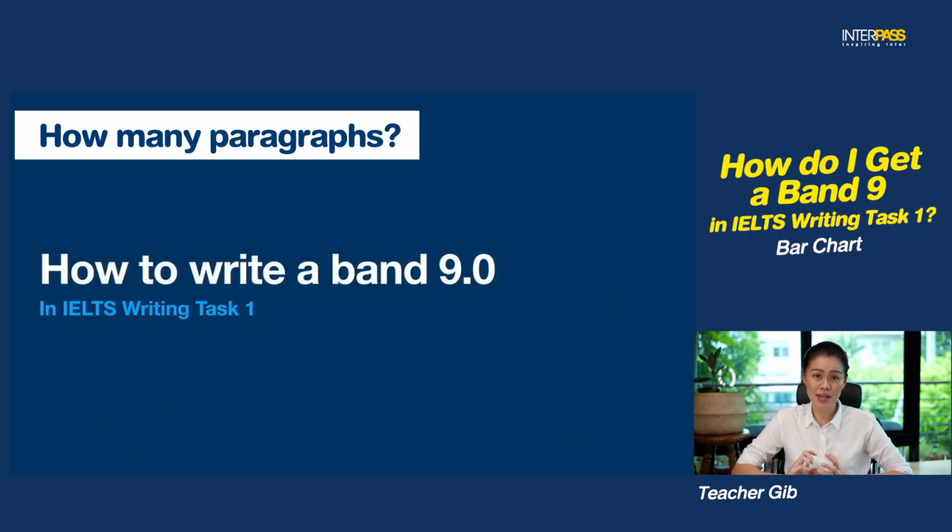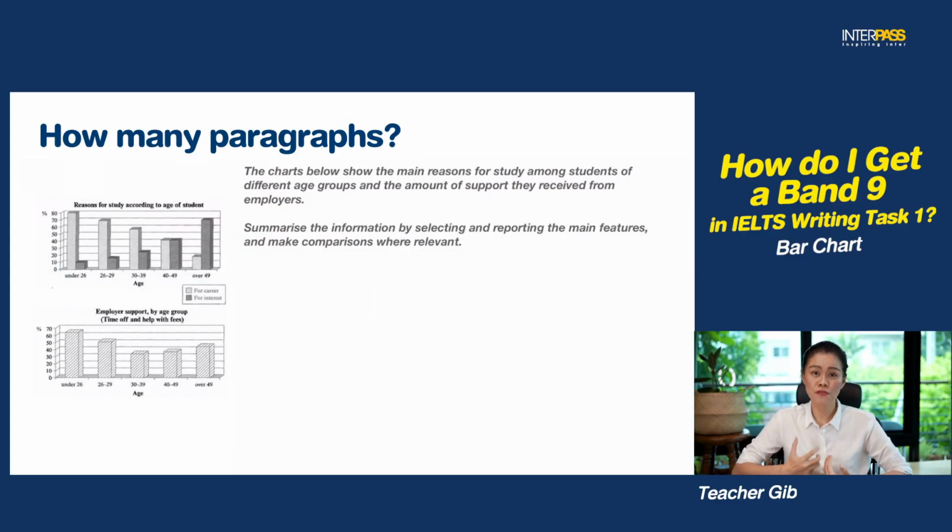Alright, let's look at the slide. To get band 9, you just follow the pattern that Cambridge gives. First of all, today I borrowed a question which has two graphs in one question. Today's question is the bar graph. Let's look at the question first. The charts below show the main reasons for study among students of different age groups and the amount of support they received from employers. This is the first part of the question.